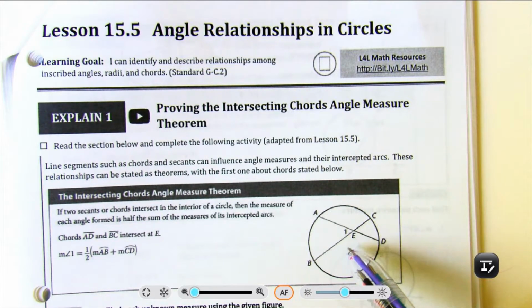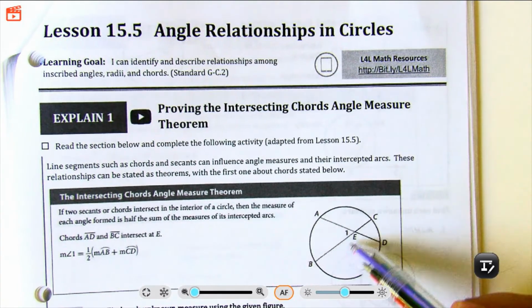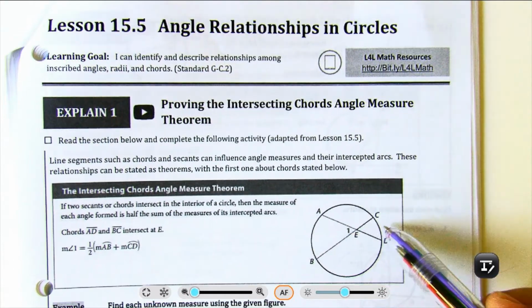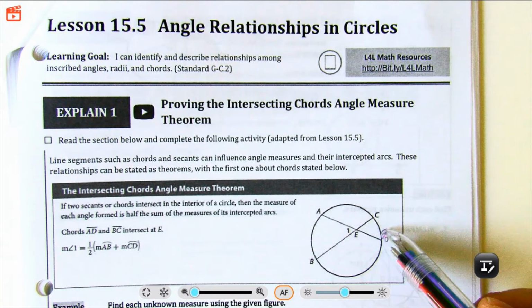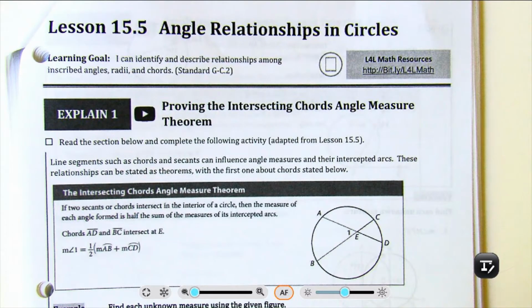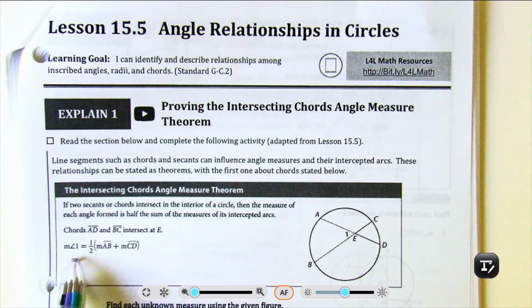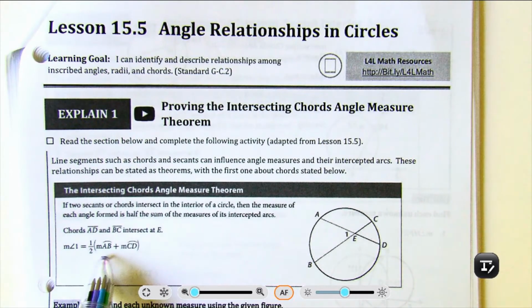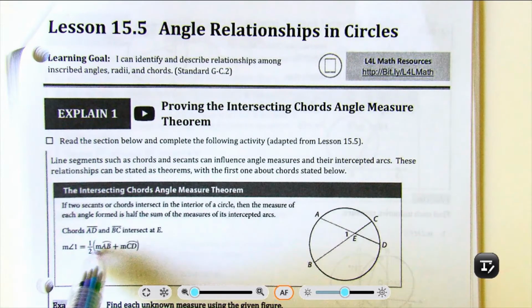The way this theorem goes, to find the measure of this particular angle, what we do is we take the sum of the two arcs and then take half of that. And here is the actual theorem. The measure of angle 1 is equal to half of the measure of arc AB plus the measure of arc CD.